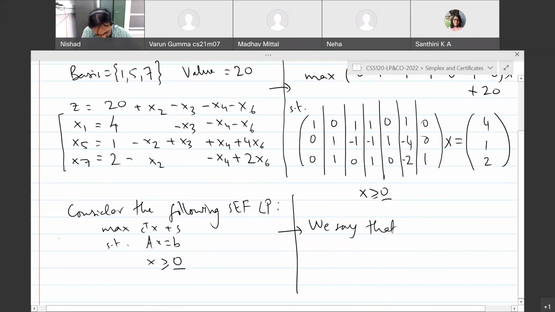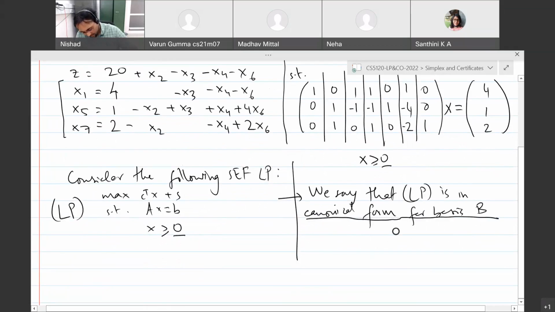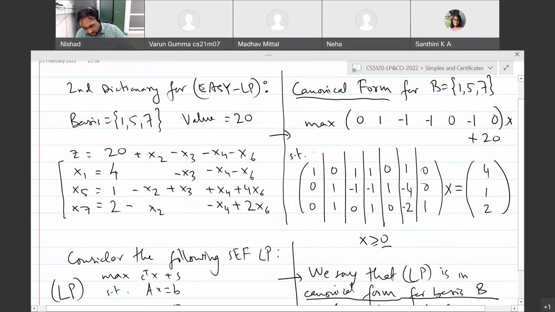So let's call this LP as LP. Why not? We say that this is in canonical form for the basis v if the following hold. Right, so the first property we want is we want the submatrix formed by the basis columns to be an identity matrix.